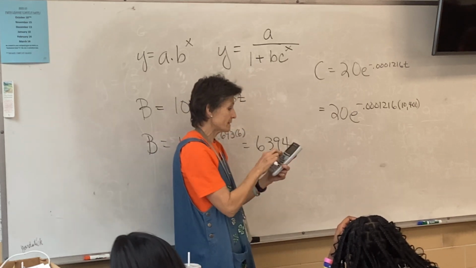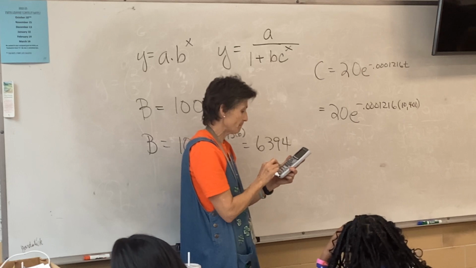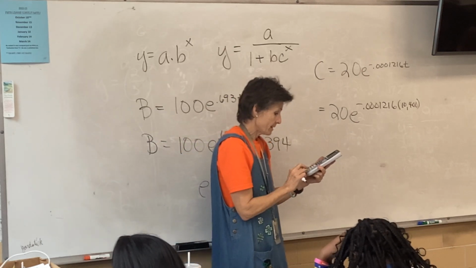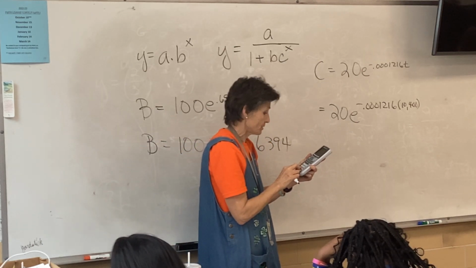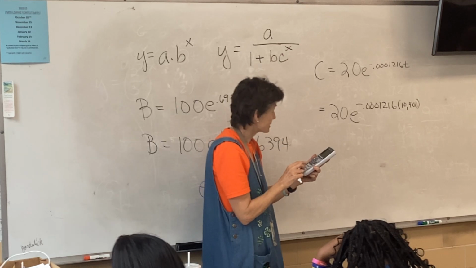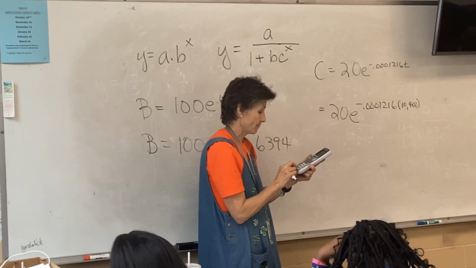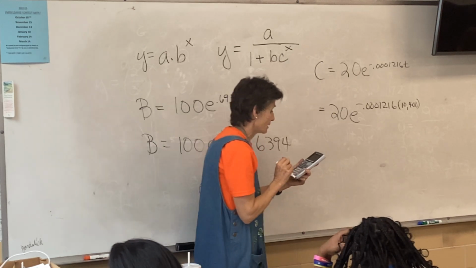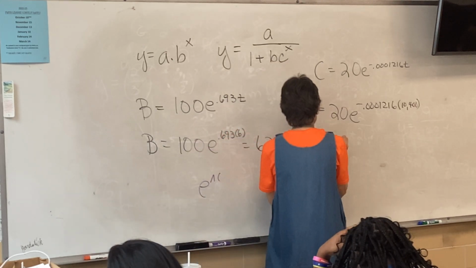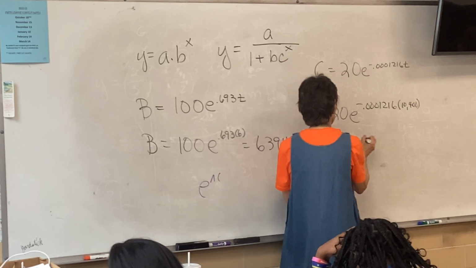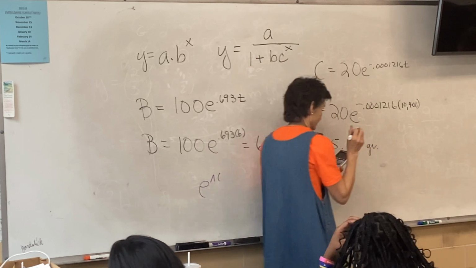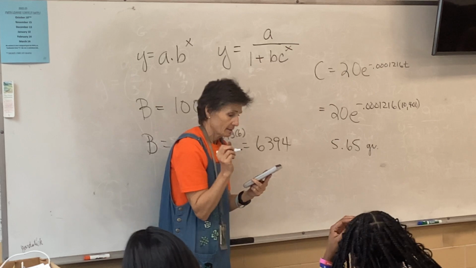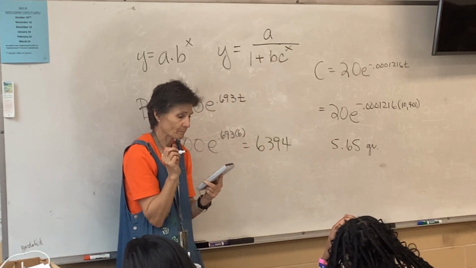So 20, second ln, negative 0.0001216 times 10,400. All right, I got 5.65 grams. Did I type that in right? Yeah.